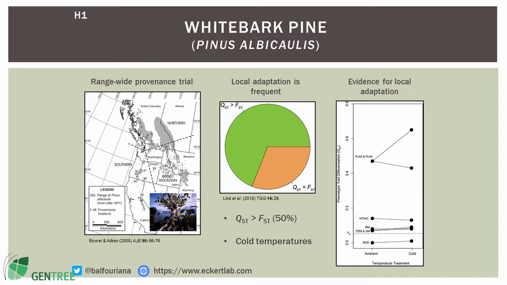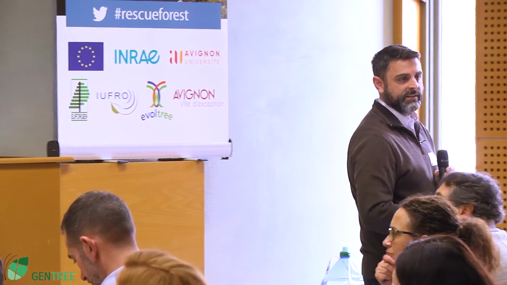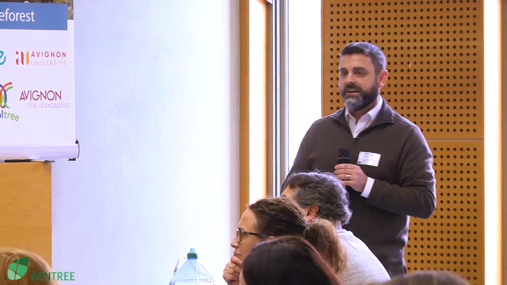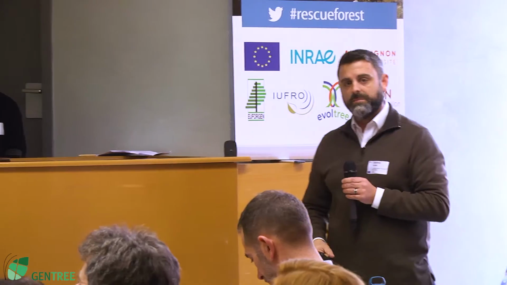So if you do this in white bark pine, like Sally Aitken and Andy Bower did in, I think it was early 2000s, you calculate this measure of QST, it ranges from 0 to 1, and you can get estimates upwards of 70% for some traits. That's bud flush in a certain year. Okay? 70% of the additive genetic variance for that particular trait in that particular year of the individuals in the common garden due to differences among the sites from which the materials were collected.